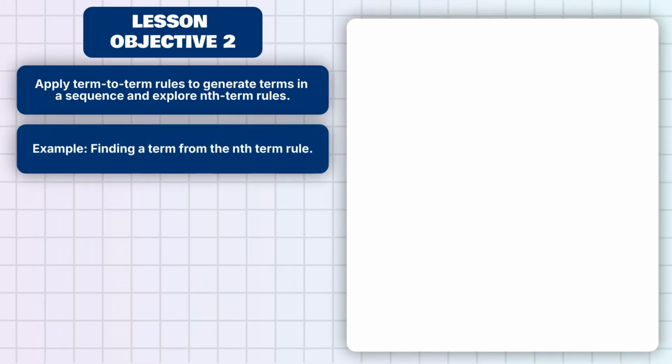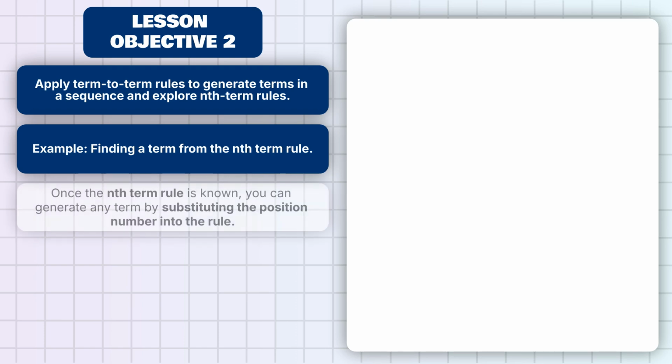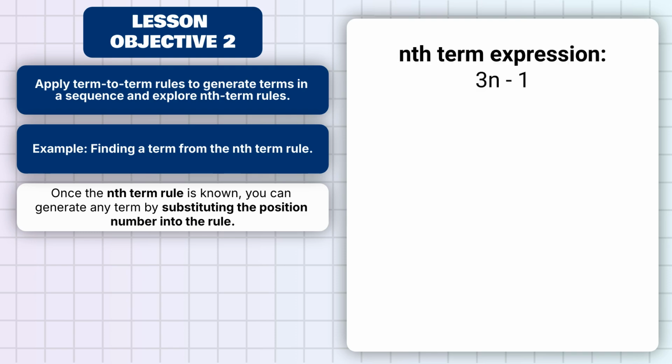Now let's try finding the value of a term in the sequence from the nth term rule. Once the nth term rule is known, you can generate any term by substituting the position number into the rule. Suppose the nth term expression is 3n minus 1. To find the fourth term, do 3 times 4 take away 1. If we solve this equation, we find that our fourth term is 11.